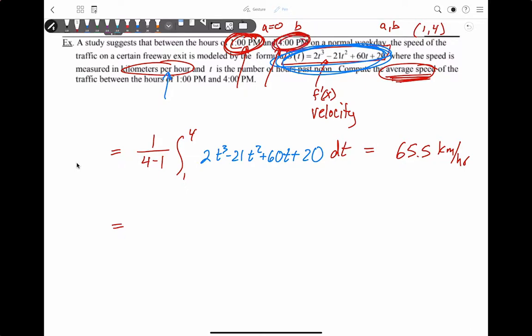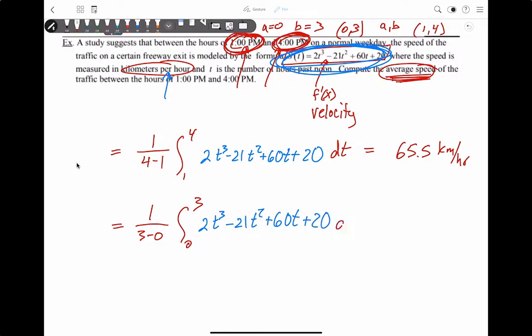And that 3 hours later, b would be 3? Well, you can, and all that's going to do is say 1 over 3 minus 0, which is b minus a, and it would go from 0 to 3. But something's going to be different here, okay? So we're going to look at that in just a moment and figure out which one it should be. So we have 2t cubed minus 21t squared plus 60t plus 20, okay? It's still with respect to t, and we're going to see what that equals real quick.